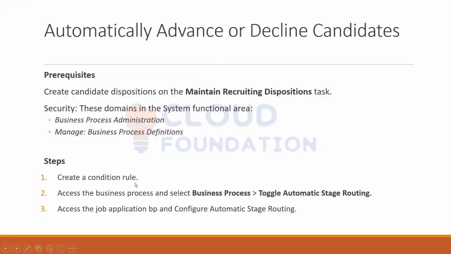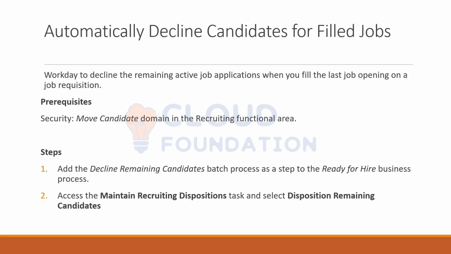So what we did: the condition rule should be created first, but we started by going to the business process and enabling the automatic stage routing. After enabling it, we went to the job application BP, went to the assessment section, created our own rule and configured the automatic stage routing.